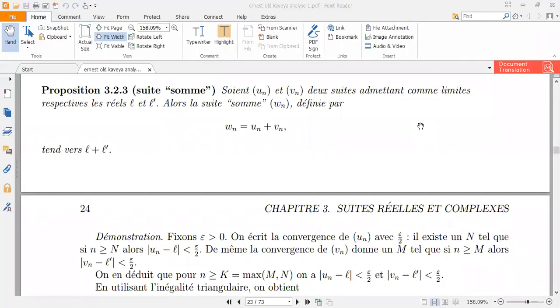So basically, we're looking at the sum of the sequences. You have two sequences, which you all know: we have Vn and we have Un. Sum means addition, and each sequence has got a limit. The limit for the sequence Un, we know, is L. For the sequence Vn, we know it's L prime. So this is for the first part. I hope we're all together.